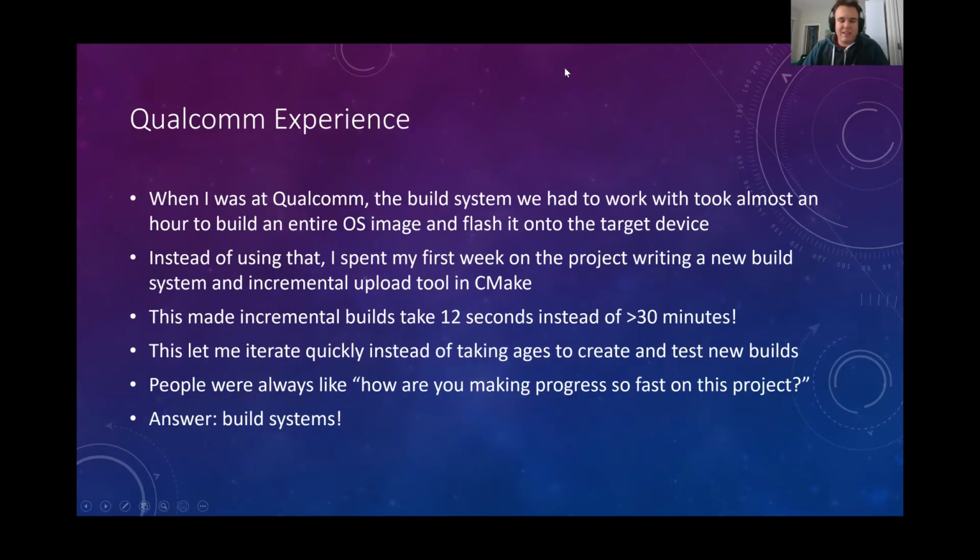If you want a story about that, when I was at Qualcomm, the build system we had to work with took almost an hour to build the entire OS image and flash it onto the target device. It was so slow. Instead, I spent my first week on the project writing a new build system and an incremental upload tool in CMake that, instead of rebuilding the entire thing, would just rebuild my application. This made my incremental builds take about 12 seconds instead of over 30 minutes for even changing one source file. That meant I could iterate quickly instead of taking ages to create and test new things. People always asked, how are you making progress so quickly? Answer: build systems.